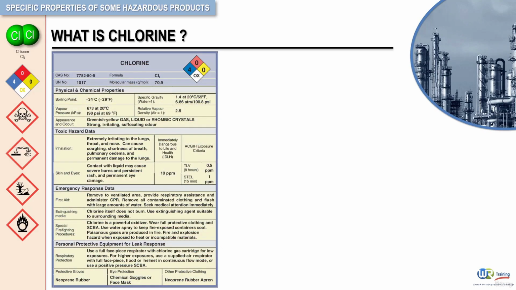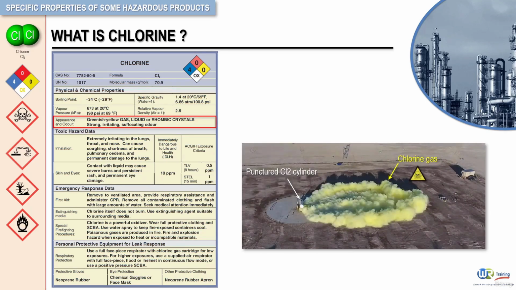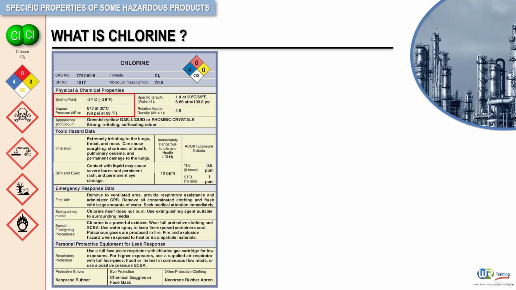Chlorine is a greenish-yellow toxic gas with a strong irritating odor similar to that of bleach. The following picture depicts a chlorine gas release. Now, if the temperature of the gas is lowered or it is pressurized, it becomes a liquid. In most cases, chlorine gas is shipped as a liquid.